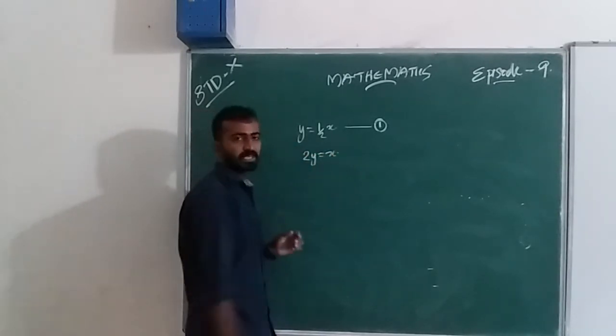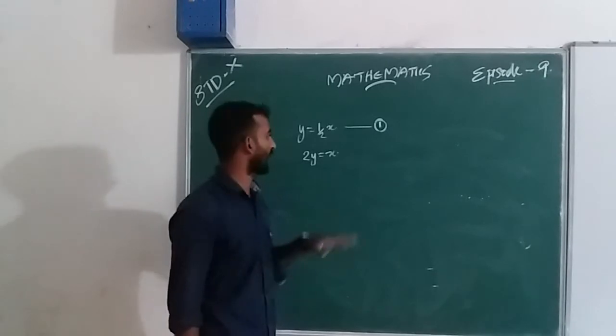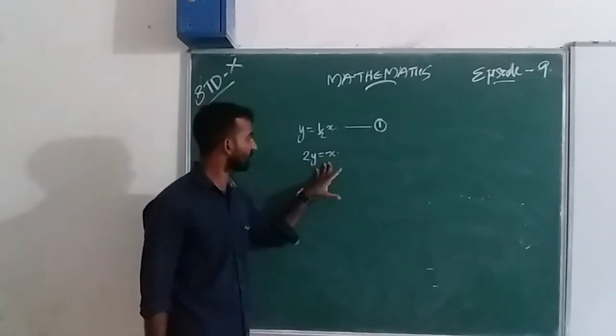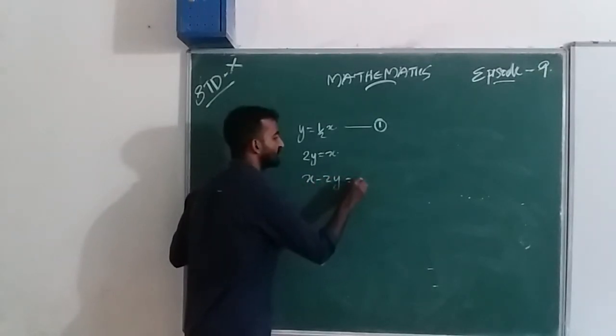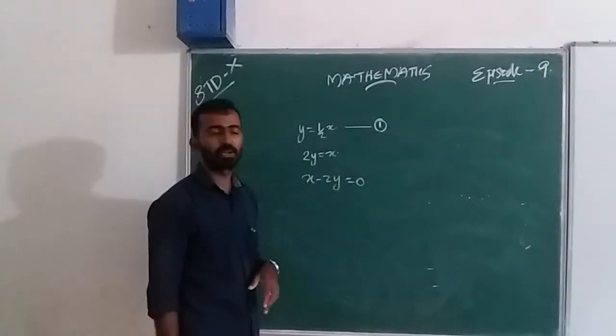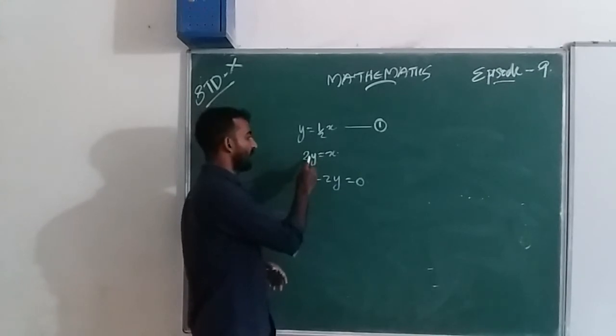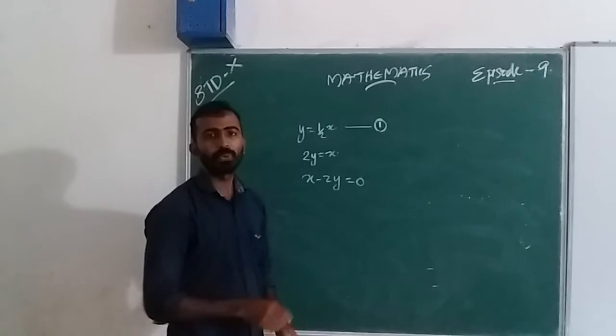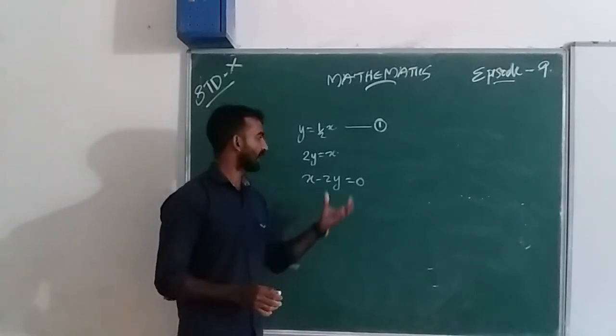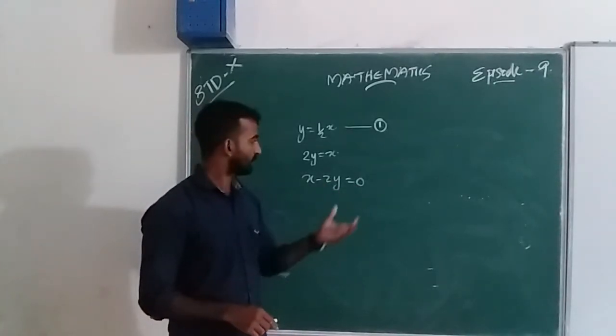2y equal to x, is it? 2y equal to x. And what can we write in the next step? x minus 2y equal to 0. When 2y goes to the right side, the positive becomes negative. Is it? Yes, we can write it like this.